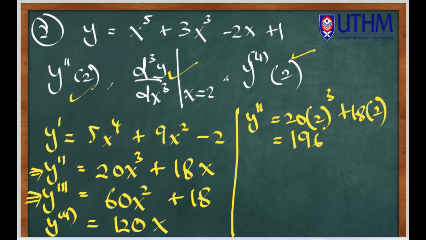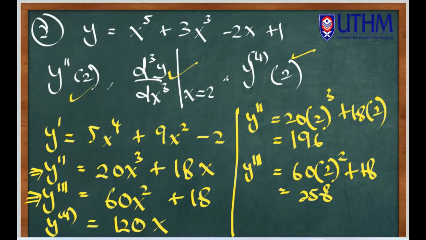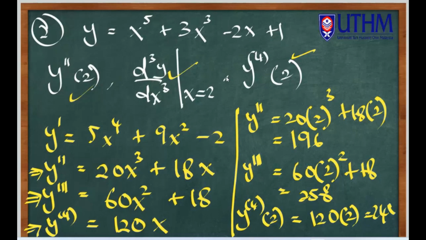The third derivative. We just substitute 6 times 2 squared plus 18, and finally we will get 258. And lastly, we need to evaluate the fourth derivative. When x is equal to 2, we will get 120 times 2. The answer will be 250.